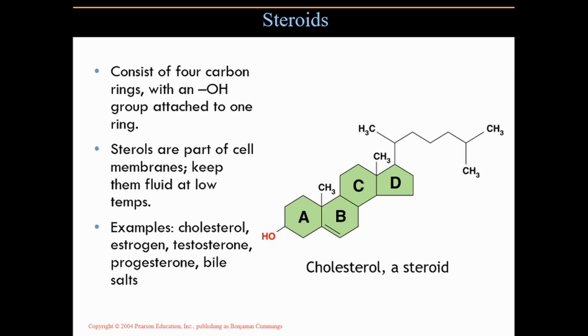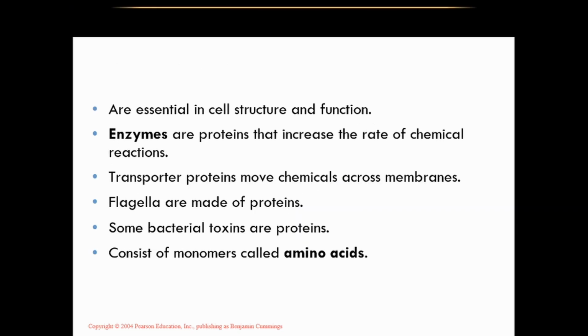So some examples of steroids are cholesterol, estrogen, testosterone, progesterone, bile salts, and others as well. We also call them hormones too. As you know, estrogen, of course, and testosterone and progesterone are all hormones. Well, they're steroids, which are a class of lipid-based compounds.